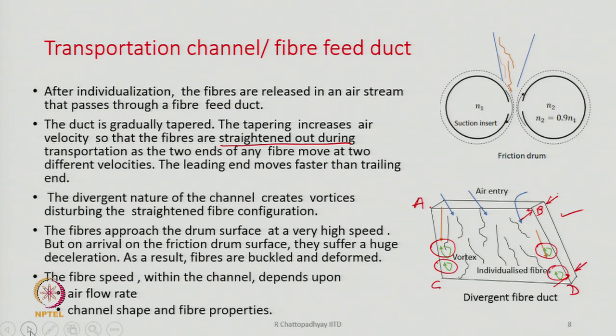And the speed of the fiber depends upon the flow rate and the shape of the channel, that is the geometry of the channel, and the properties of the fibers. Because ultimately, it is the air drag which is carrying the fibers. So, drag is a function of the diameter of the fiber, the cross sectional shape of the fiber, the length of the fiber, the surface roughness of the fiber. So, many aspects of the fiber also come into the picture: how the fiber is going to move, how quickly they are going to get accelerated as soon as they are released into the transport channel.